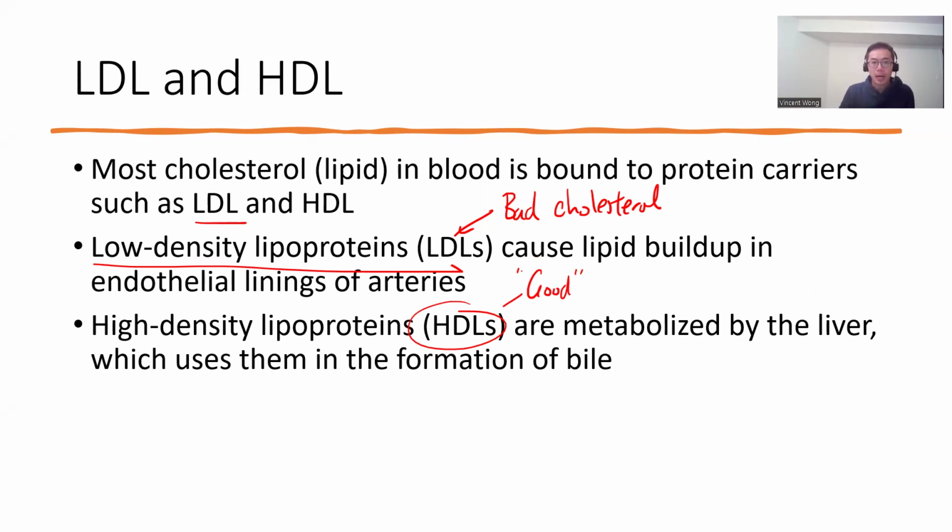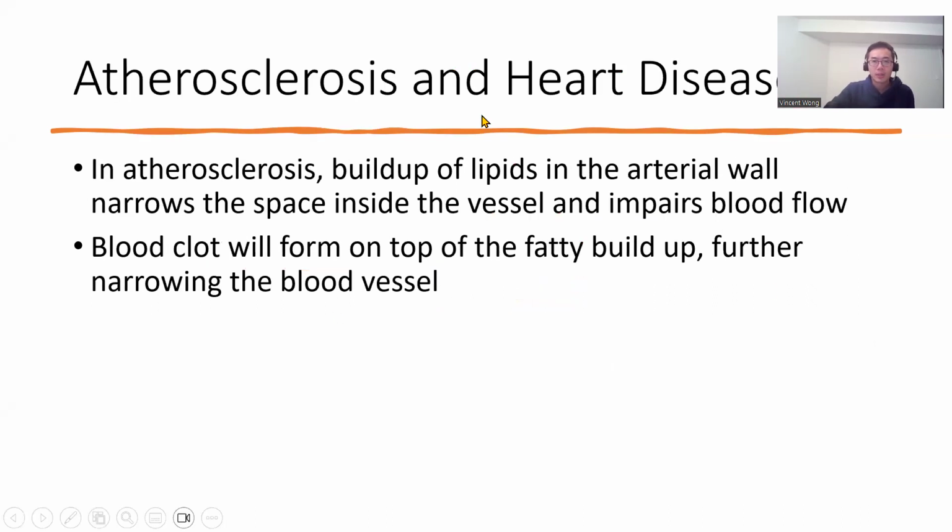Okay, so the bad cholesterol tends to build up in the endothelial lining. Endothelial is just the inner lining of the arteries, whereas the other one, we use it for various things, including forming the bile. If you don't know what bile is, it's in the gallbladder. It's greenish yellow, helps you digest fat. So we have what's called atherosclerosis. Atherosclerosis is the hardening of artery caused by a buildup of lipids in the arterial walls.